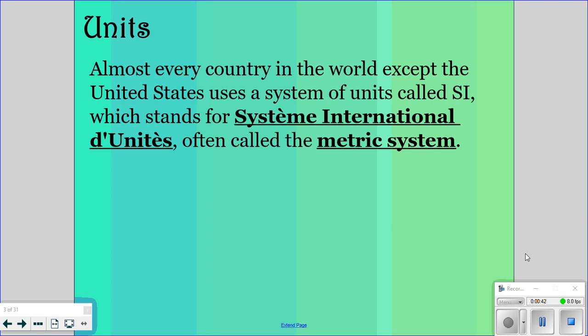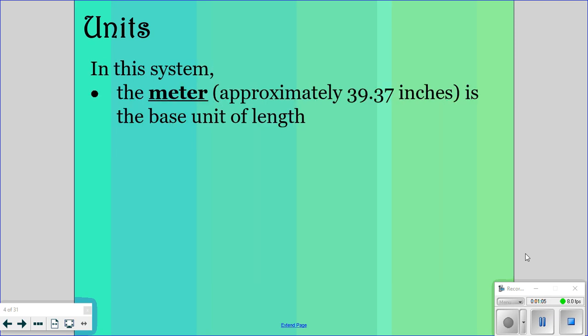Almost every other country in the world except for the United States uses a system of units called the SI, most often just referred to as the metric system. I'm sure you are aware of that. The vast majority of the world does not use feet. They use meters or kilometers instead of miles. So in the SI system, the metric system, the meter is the base unit for length, and it's approximately 39.37 inches. If you've seen a yardstick, a meter stick is just a little bit longer than that.